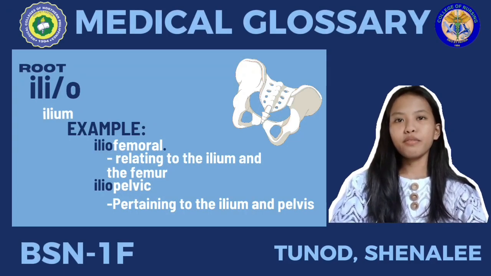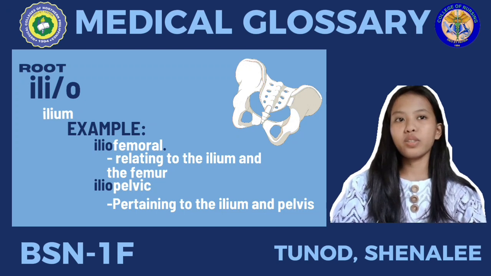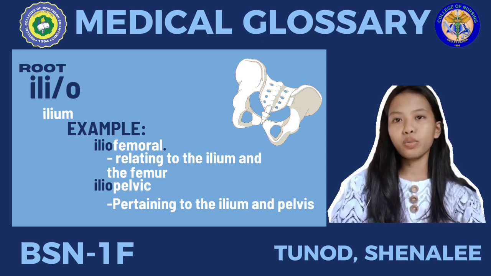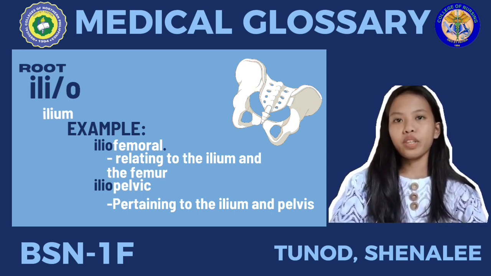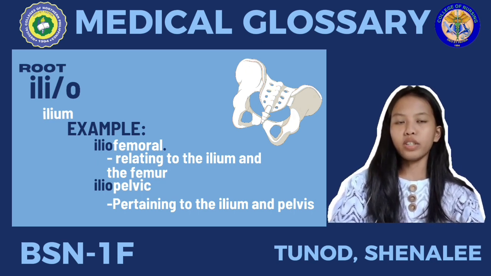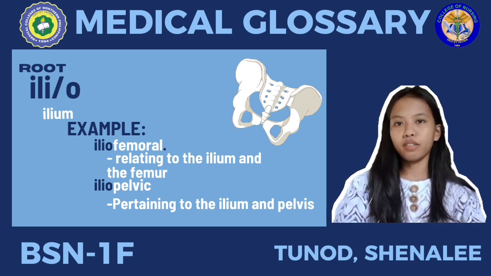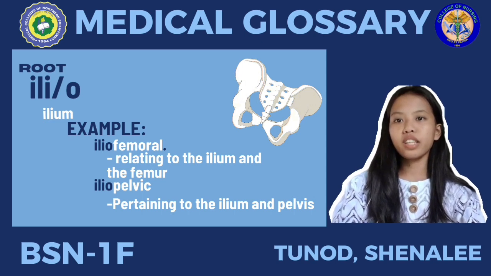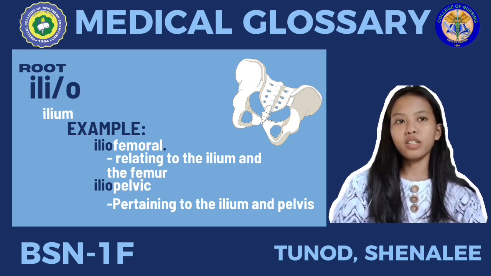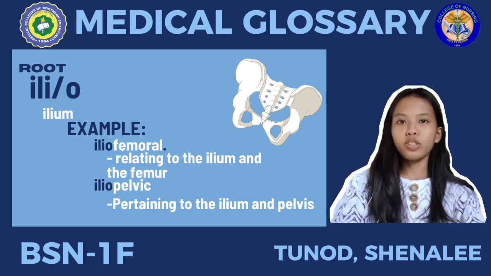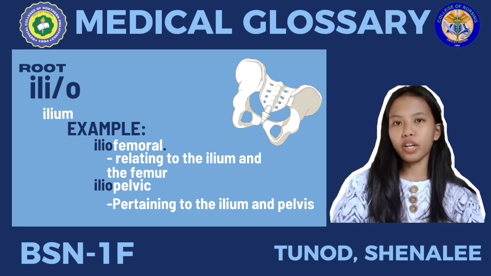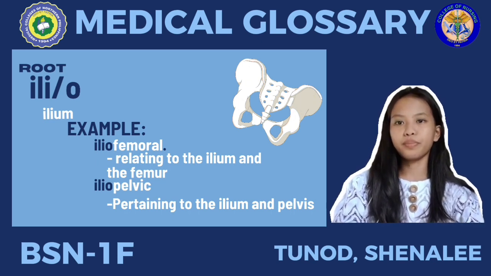Ilio, a combining form used in anatomy to denote connection with or relation to the ilium. We have examples here. The first one is iliopelvic. We have there the combining form ilio and the word pelvic. Therefore, iliopelvic is pertaining to the ilium and the pelvis. Another example is iliosacral, where ilio is our combining form which pertains to the ilium, and the other one, sacral, which pertains to the sacrum. Therefore, we have now iliosacral as a word relating to the ilium and sacrum.